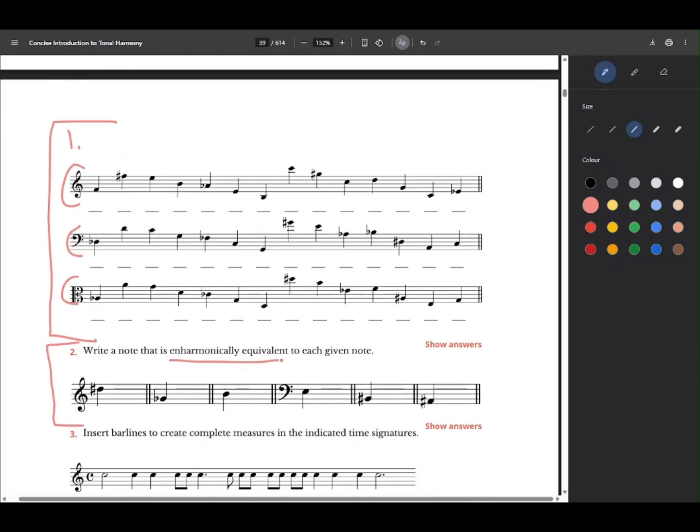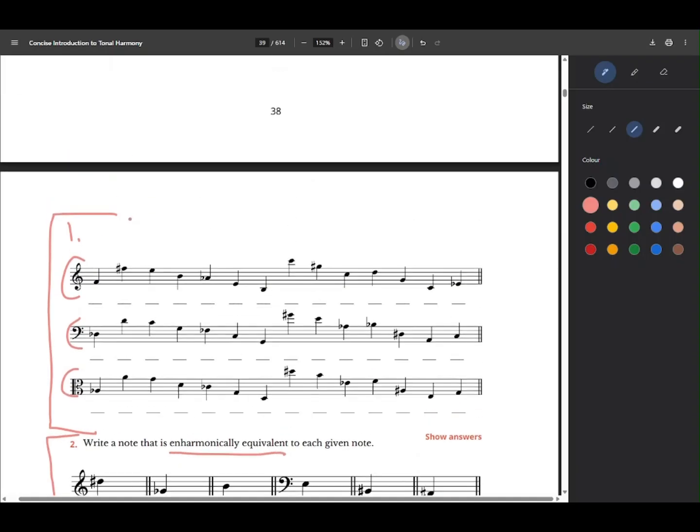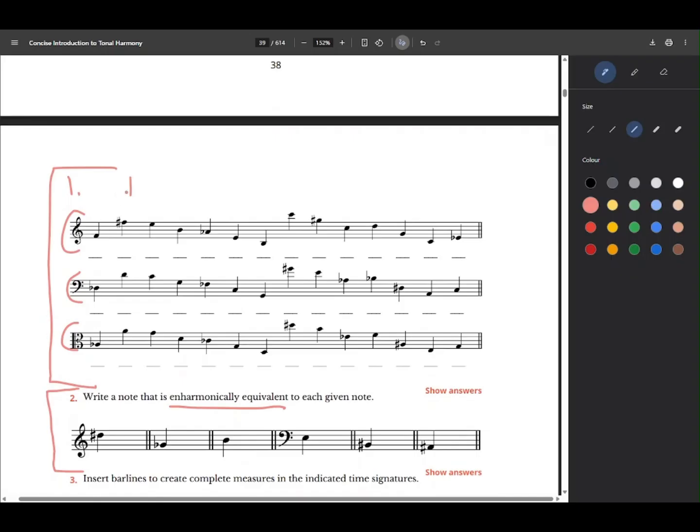So enharmonic equivalence and identifying the notes. I'm sure you'll understand that.